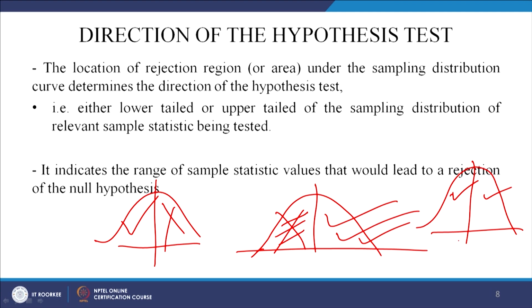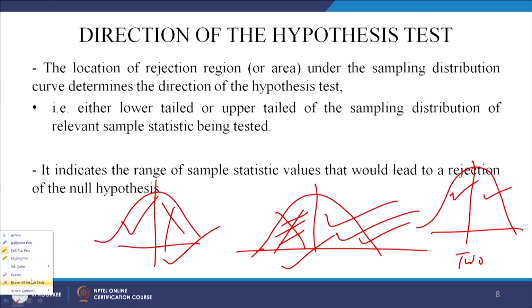So, this is another kind, where it is a two tailed, and it is a non directional test, as we discussed in the last class. These two are directional, and this is non directional. So, as you can see, what is the direction of the test?